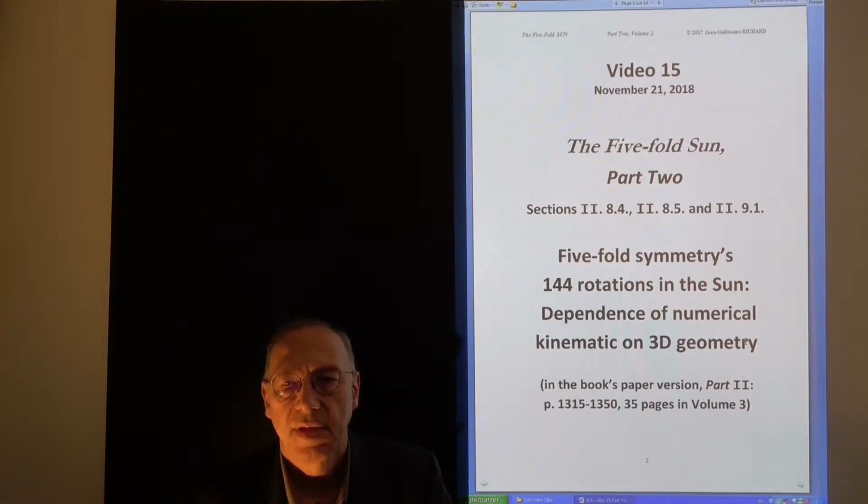In video 15, we will introduce the relation between fivefold symmetry in the numerical kinematic of the Sun, its solar cycle, and in its three-dimensional geometry. We will do this through the number 144, which will serve as a go-between between these two spatial and time notions of fivefold symmetry.